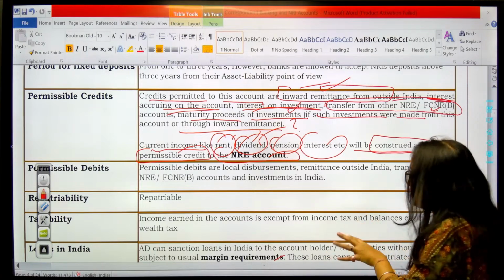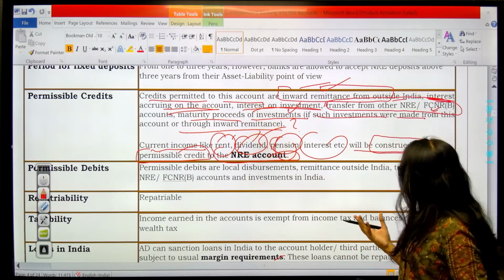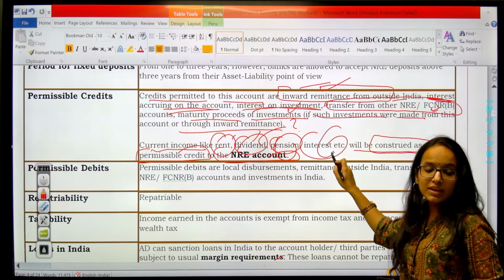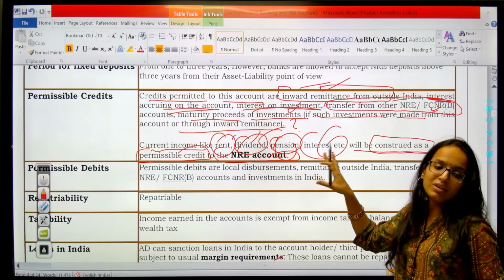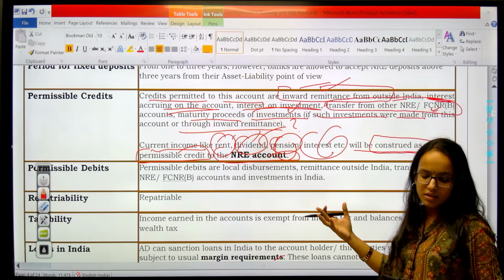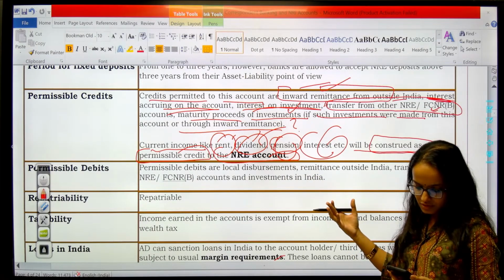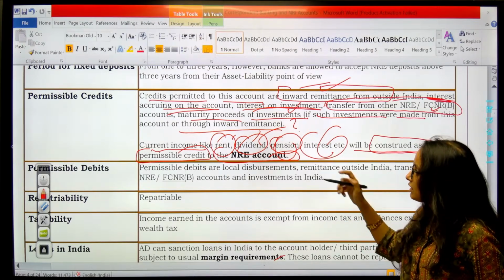So if you receive a dividend, that would be, then pension, if you are receiving any pension, okay. Interest, if you are receiving any of these current income sources, will also be credited into your NRE account. They are permitted to be credited, right? Okay, so these are the permissible credits.